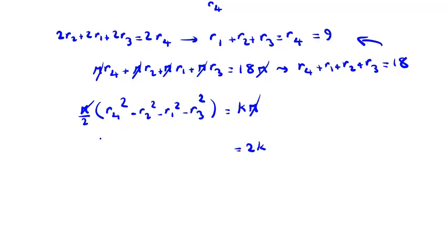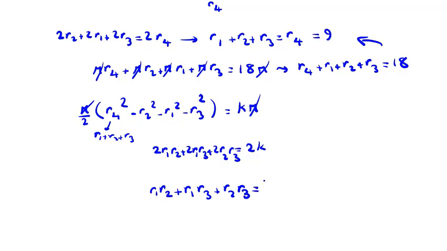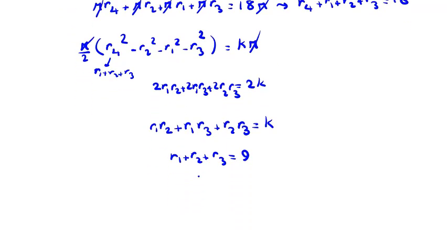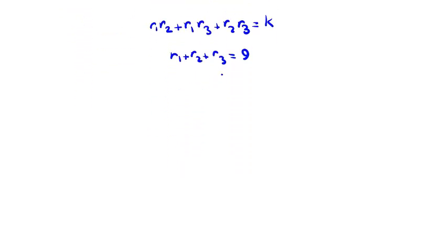Also, you can write r4 is what? R4 is r1 plus r2 plus r3. If you raise to the power of 2, we have r1 squared, r2 squared, r3 squared. It will be cancelled. And we have 2r1 r2 plus 2r1 r3 plus 2r2 r3. So we can divide both sides by 2. r1 r2 plus r1 r3 plus r2 r3 equals k, and r1 plus r2 plus r3 equals 9, and k is prime. So we consider maximum one or 3.